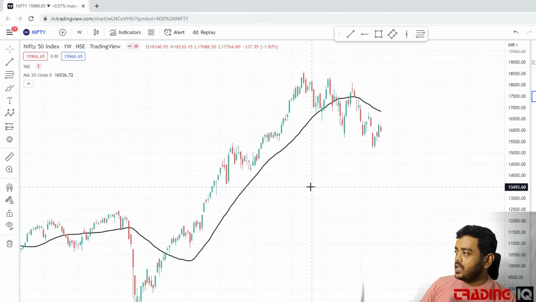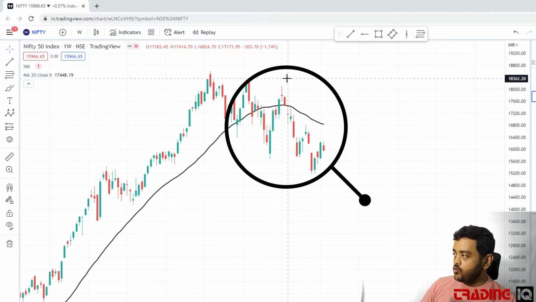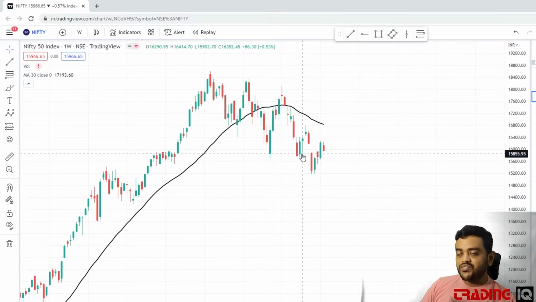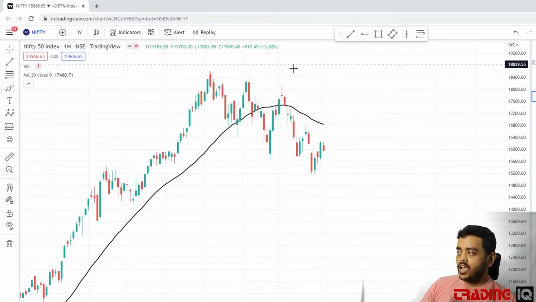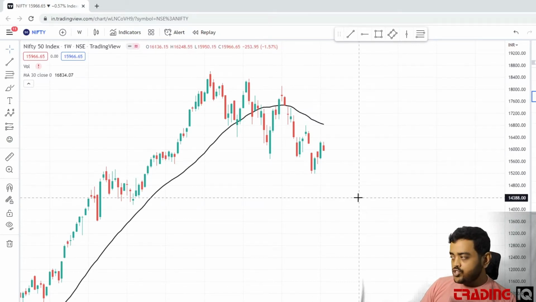And at the same time, it has crossed over the 30-week moving average and broke past of it very significantly. And during this time, there were so many news, like the inflation, the war that is going on.